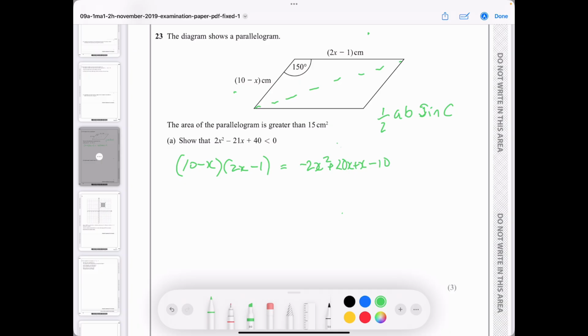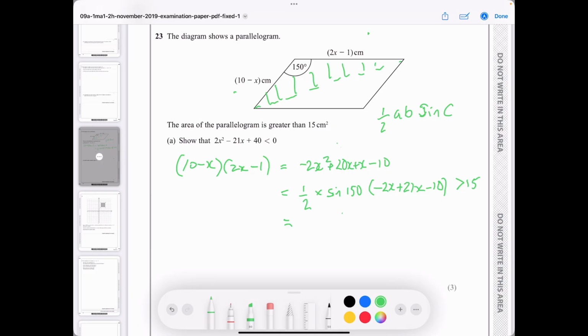And then we need to times that by half. So it's half, and then we need to times it by sine of 150. Now sine of 150 is half as well. But anyway, it's just minus 2x squared plus 21x minus 10 is greater than 15. Okay, but that's only this bit.